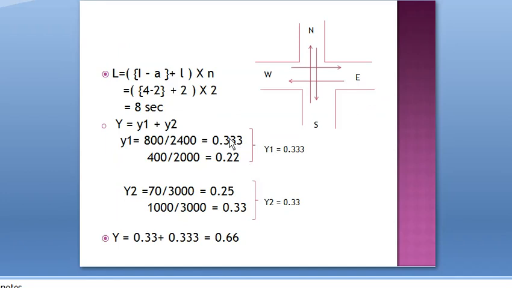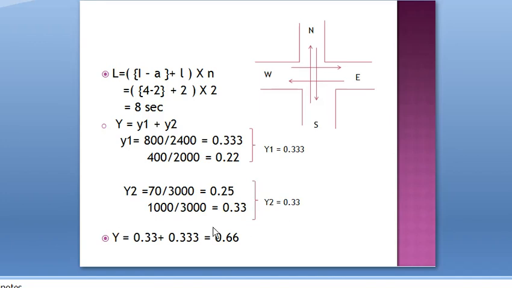Okay, so its maximum value is 0.33. Like that, for the second phase the value for west and east is given, so you calculate for west and east separately, that is 70 by 3000 as 0.25 and 1000 by 3000 as 0.33, and take the maximum value as Y2, and the maximum value is 0.33. So critical flow ratio is the sum of y1 and y2, and that is 0.66.